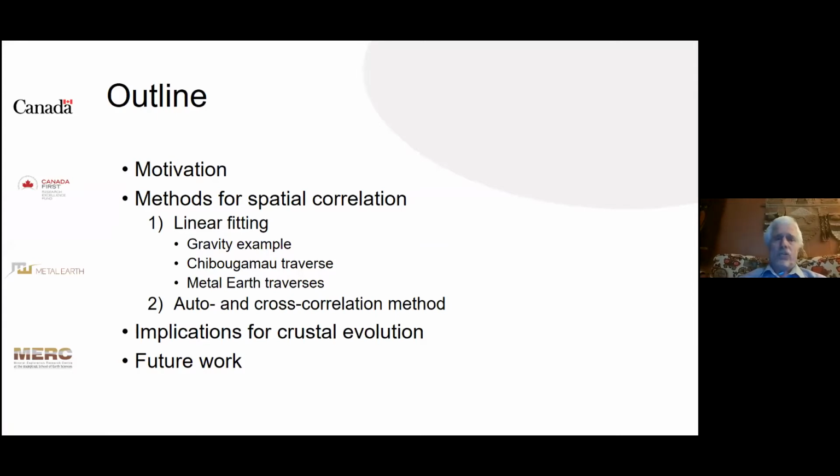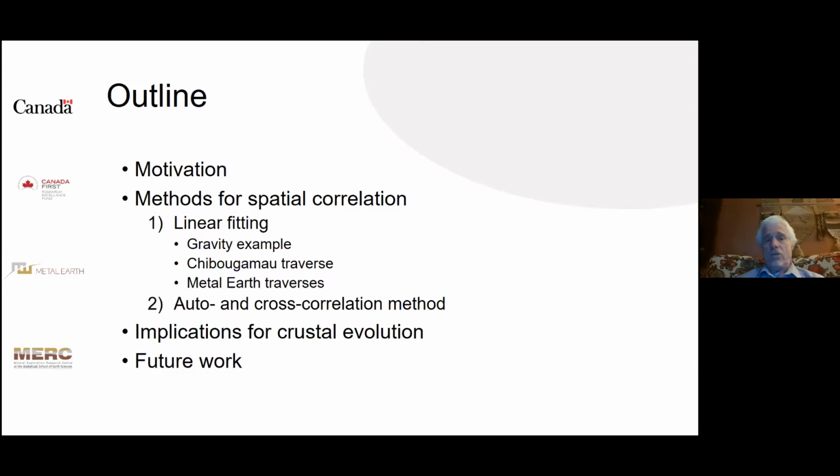And I'm not really sure what the best way of doing this is, so I've come up with a couple of different proposals. One of them is linear fitting, and I'll explain how that's done with an example of gravity data. Then I'll illustrate it on the Chibougamau traverse, where it gives okay results, but not necessarily that definitive. And finally, on a bigger data set, the Metal Earth traverses, it gives a little bit more definitive results. The second method is auto and cross correlation techniques, and I'll just touch on those as well.